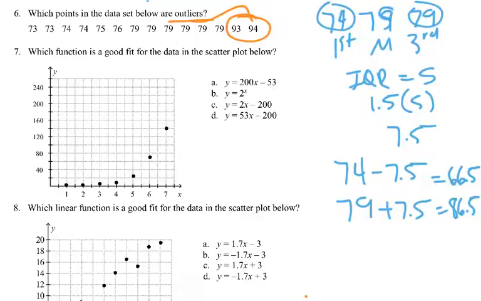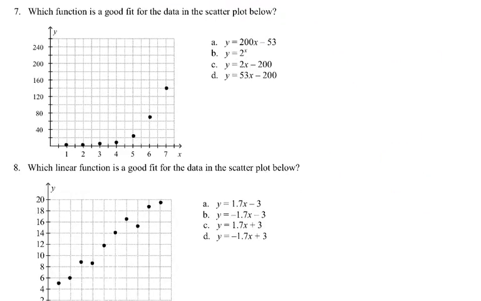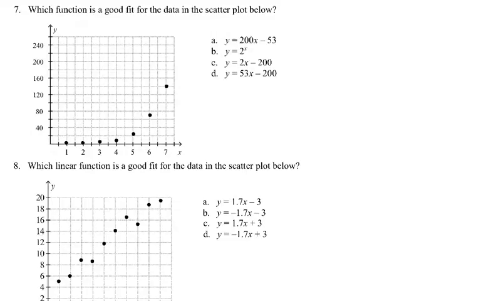Okay? Now, number 7 and 8 just want us to look at our scatter plot, see which one would be a good fit for data. First thing to notice, is this going to be linear or exponential? Well, if I look at this, looks like it's going up more in an exponential. So A is linear, so I eliminate that. C is also linear, so is D. So my only logical choice is going to be that exponential one, y equals 2 to the x.